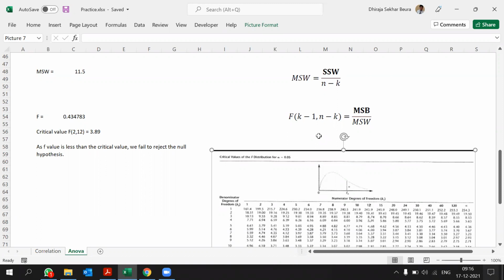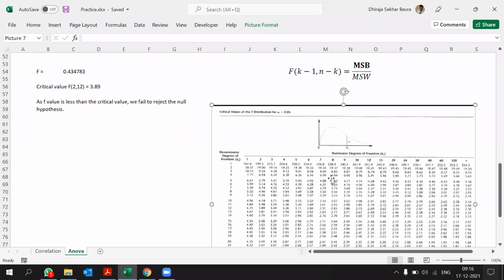So 2 and 12. How are they relevant? When you look at the table, you will find the relevance. Your first degree of freedom is this one. Second degree of freedom is this one. So we have 2 here, in this series, then 12 here. That comes to 3.89. Make sense? Yes. So this is our critical value, 3.89.